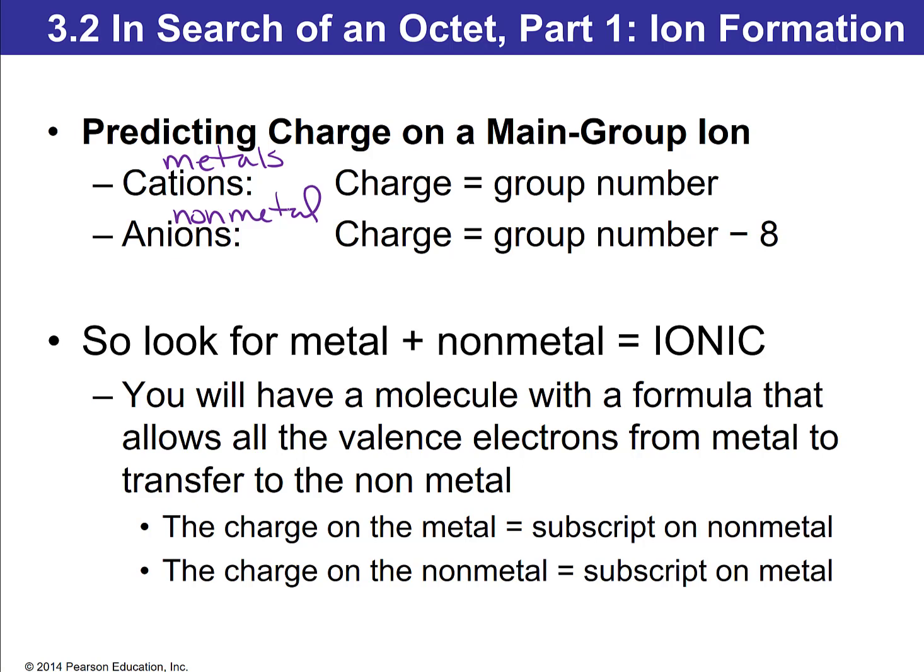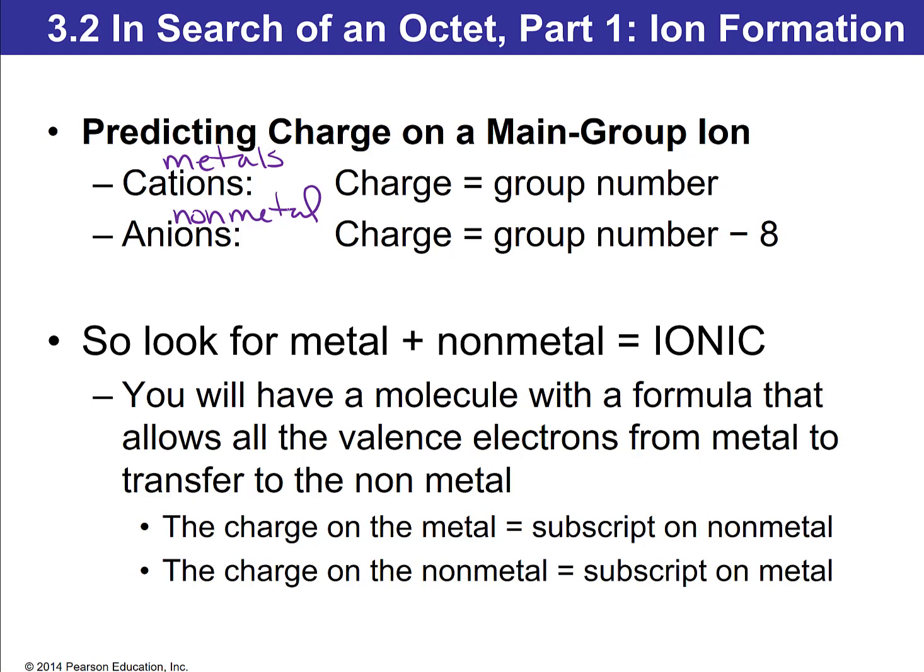So the first column will have a +1 charge. Second column will be +2. Going over to aluminum, starting in that third column, aluminum is really the only other metal on that side. So aluminum is in group 3, so it would be a +3. So the metals are always going to lose their valence electrons, so their valence number is equal to their charge.